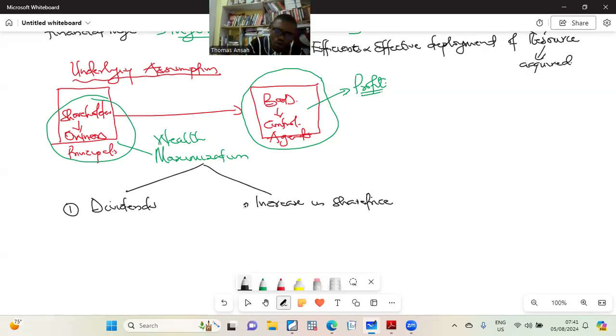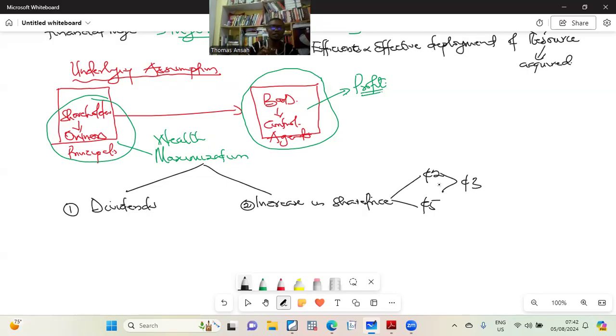Now, what is dividend? We know that dividend is simply the return they get out of their investment. Then what is share price? Increase in share price is the fact that, let's say I did an investment by buying a share. I bought the share at 2 Ghana cedis. Now, at this point, the share price is, let's say, 5 Ghana cedis, which tells me that I have increased my wealth by 3 Ghana cedis. This is the concept clearly understood.